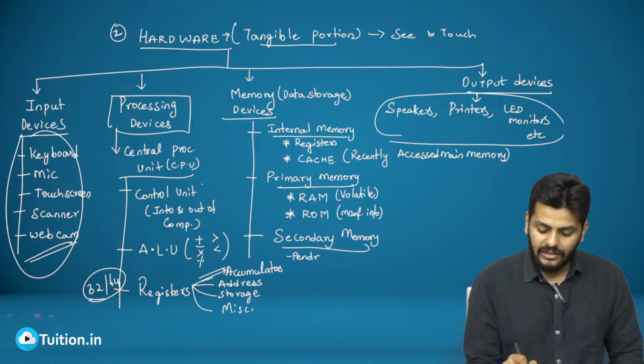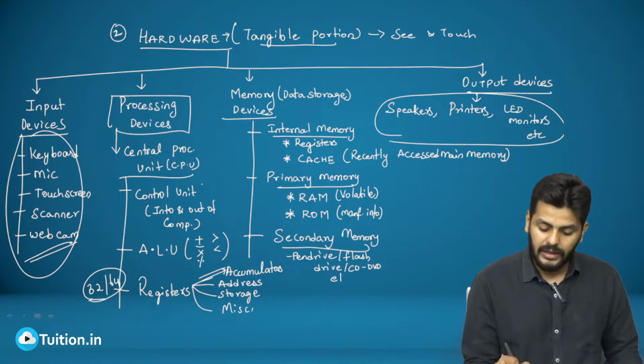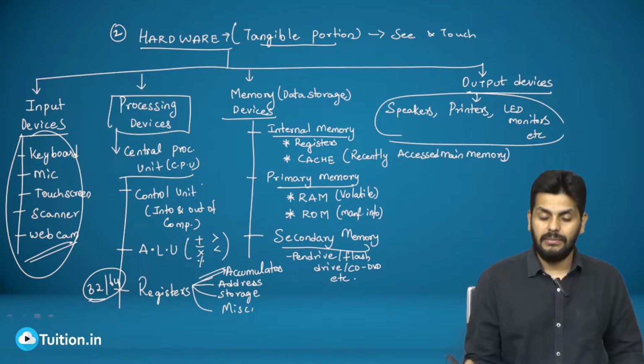Pen drive, flash drive, or CD, DVD, whatever you use now, Blu-ray or maybe a hard disk, everything I'm saying, etc. All that is called secondary memory.